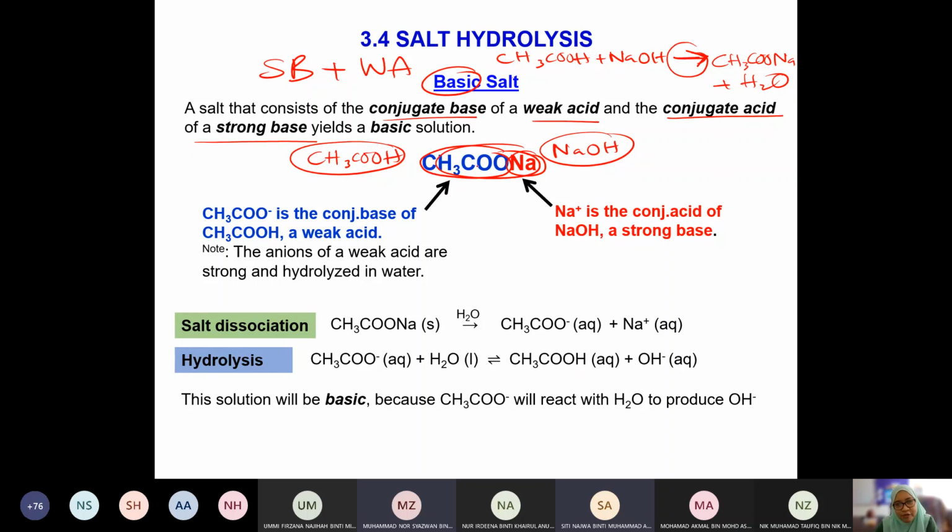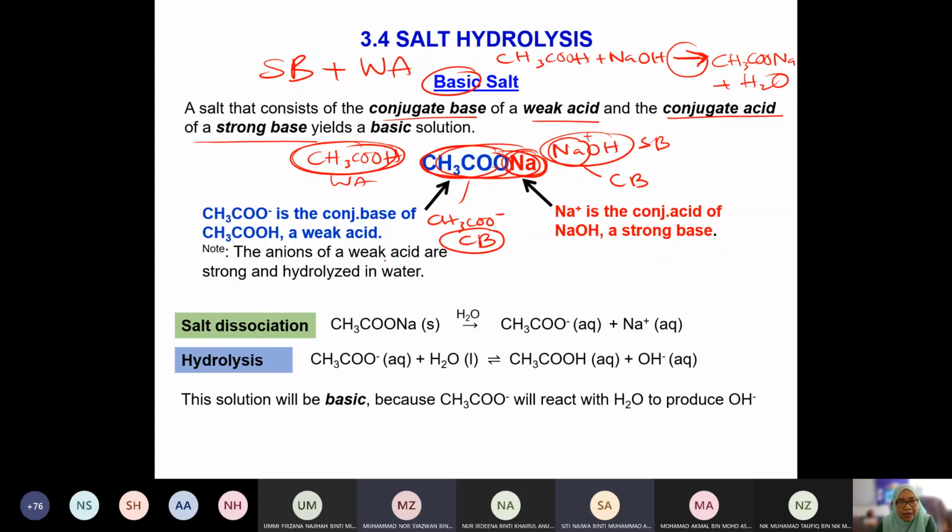CH3COOH is the weak acid, therefore it will produce the ion CH3COO minus, which is the conjugate base. This is the weak acid, therefore this will be the conjugate base. Sodium hydroxide is a strong base, and it will dissociate to produce sodium plus. So CH3COO minus is the conjugate base of CH3COOH, the weak acid, like I mentioned just now.